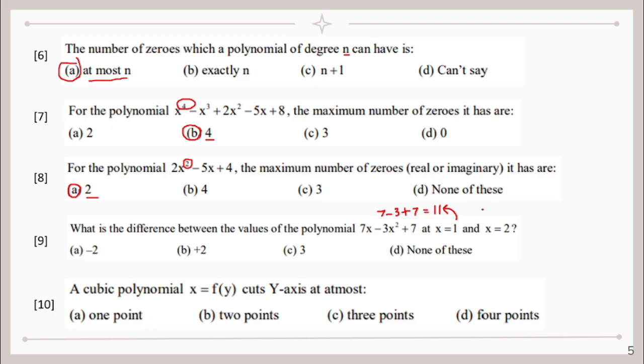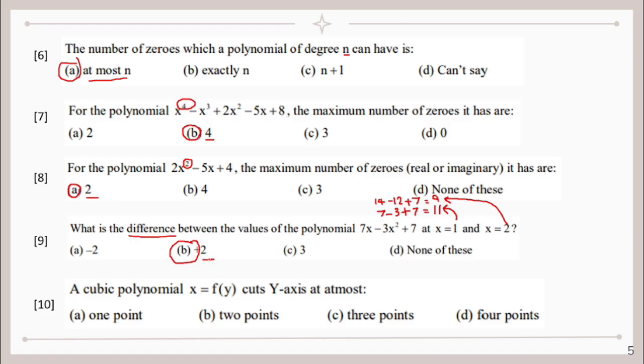When x equal to 2, 7 into 2, 14, minus 3x square. X square is 2 square, 4. 3 4s are 12. Plus 7 is 7 only. So 14 minus 12 is 2. 2 plus 7 is 9. This is the value for x equal to 2, when applying x equal to 2 in this polynomial. Now they want the difference between them. So 11 minus 9 equal to 2, that is plus 2.